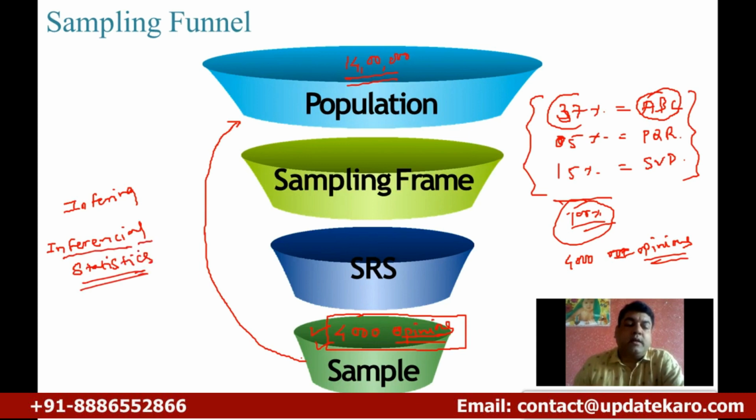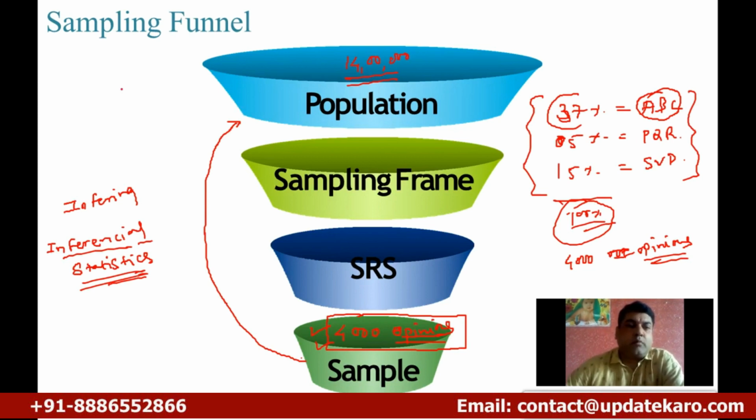This is called inferential statistics, right? So this is what the sampling funnel is. Okay, this diagram is just to remind you of the process. But the main terminologies we have learned today are population, sampling frame, SRS, and sample.